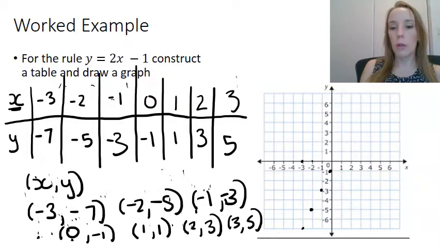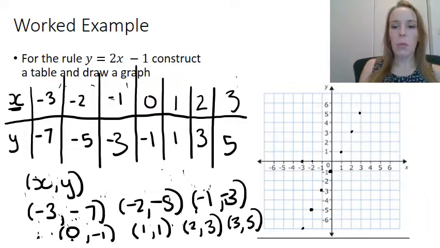So this would also be called our y-intercept, because this is the point where our straight line will cross the y-axis. It's at -1. So our next point, x is 1, y is 1, so we find 1 on the x-axis, move up to meet 1 on the y-axis. Next one, x is 2, find 2 on our x-axis, move up to meet y is 3, which is here. Last one, x is 3, find 3 on our x-axis and move up to meet y is 5.